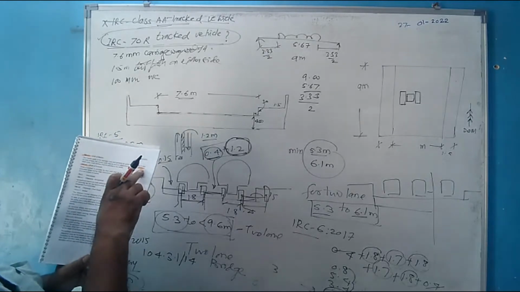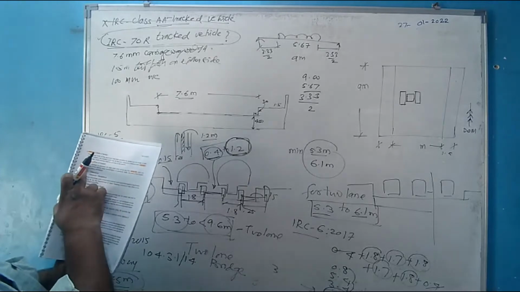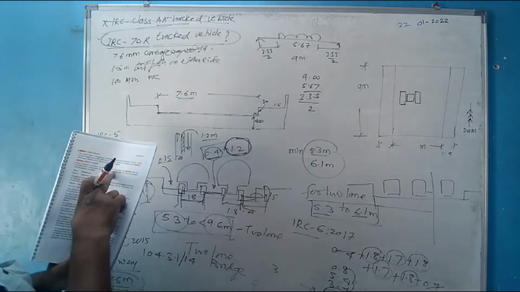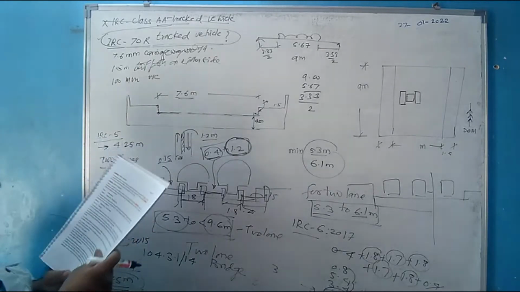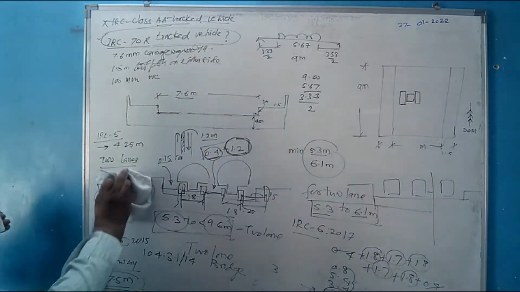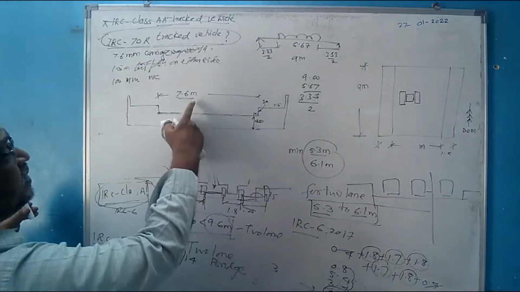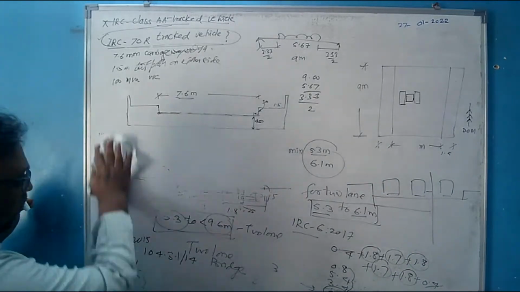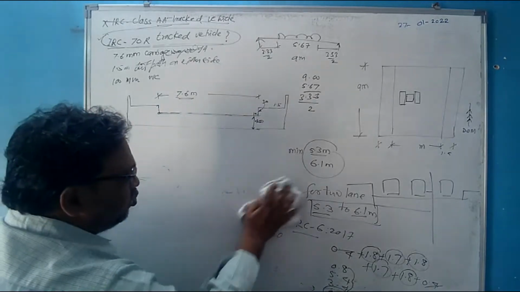Is that right? Width of footpath. When a footpath is provided, its clear width shall not be less than 1.5 meters. So guidelines are available in the code everywhere, what should be how much. So here, as the carriageway width is 7.5 meter, we will consider this as a 2 lane.